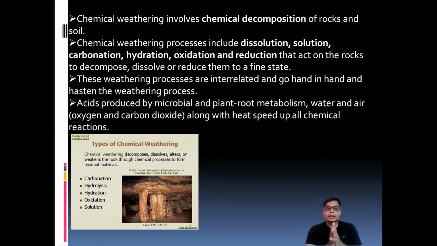Second thing, chemical weathering processes can be of different types: dissolution, solution, carbonation, hydrolysis, oxidation and reduction. By using these different processes, solution, carbonation, hydration, and oxidation, the chemical properties of the rocks change. That's why it is called chemical weathering.